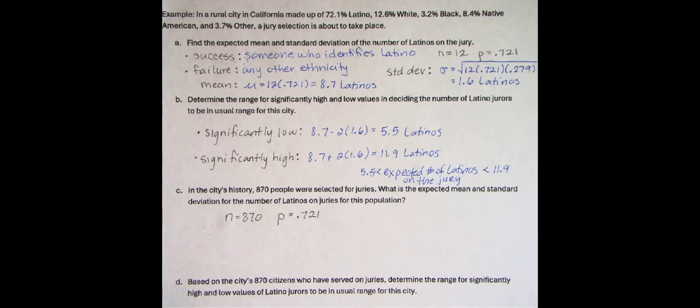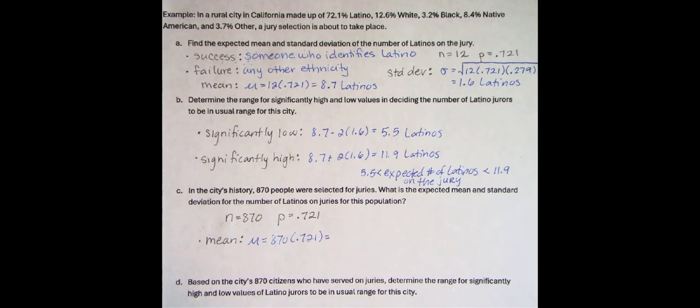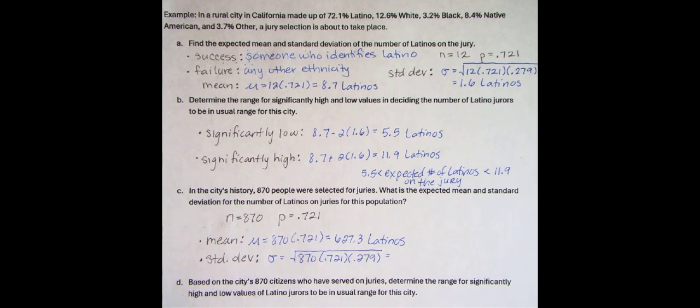Your probability of success is still 0.721 since we're still working with the Latinos. We'll calculate mu as 870 times 0.721. That means we should expect 627.3 Latinos for our mean. To calculate our standard deviation, we'll take the square root of 870 times p times q. This yields a standard deviation of 13.2 Latinos.